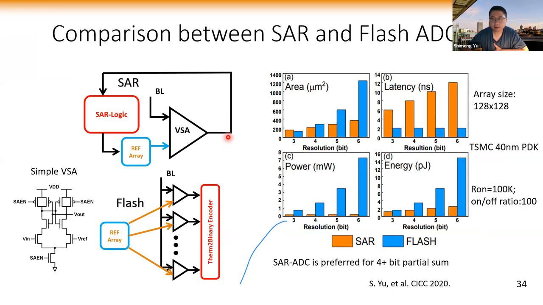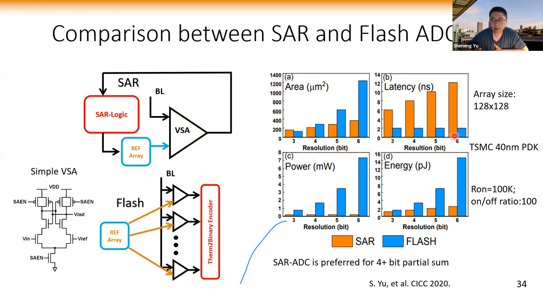There are typically two types of ADC available for computing in memory. One is the flash ADC. Essentially, we have multiple comparators with different references, and then we can do the comparison in one cycle, and then we can do the encoding after that. The other ADC is the SAR ADC. In this one, we do the comparison sequentially. We will dynamically tune the reference with the SAR logic. So this will take longer time, but you will spend less area and power.